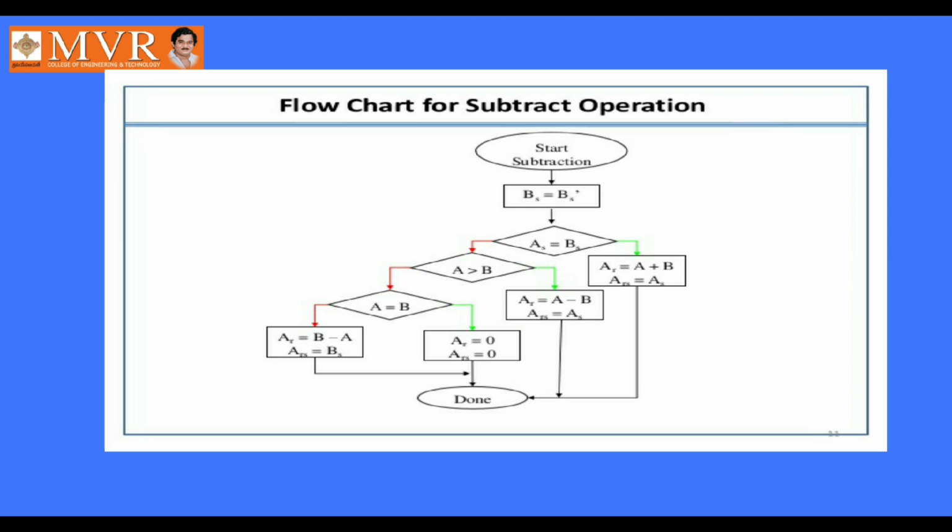That's why when both A and B are equal, we make A result equal to 0 and the sign of A result equal to 0. The reason we move the sign as 0 is that it is a positive value. There is no negative 0. That's why we simply move the A result sign as 0. If A is not equal to B: in the above, we checked the condition A greater than B or not, and here we checked A is equal to B or not.